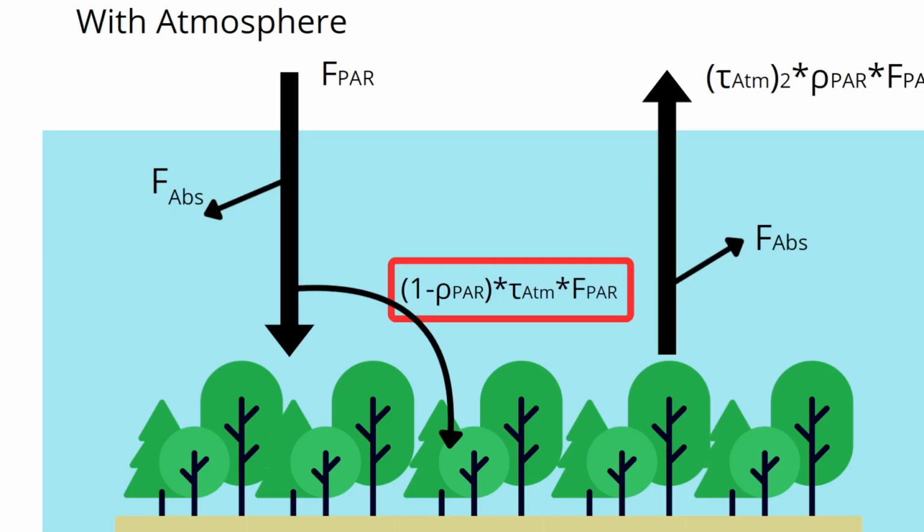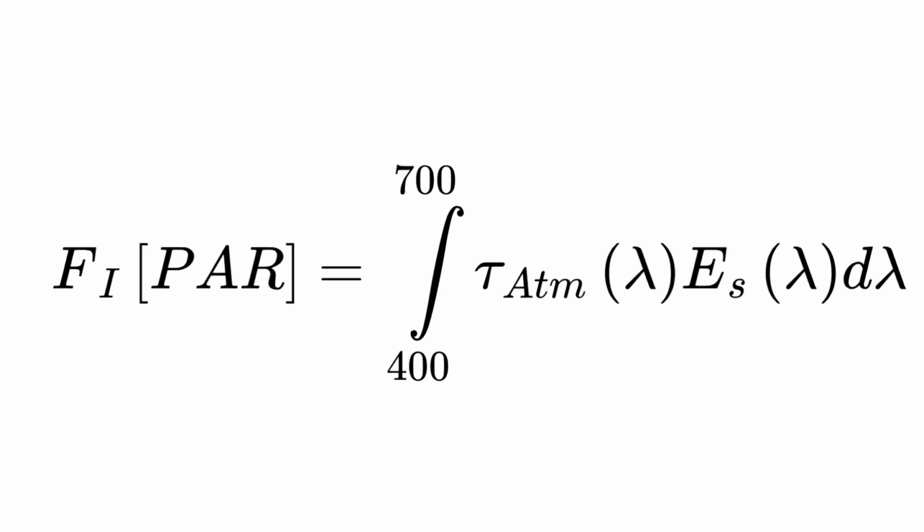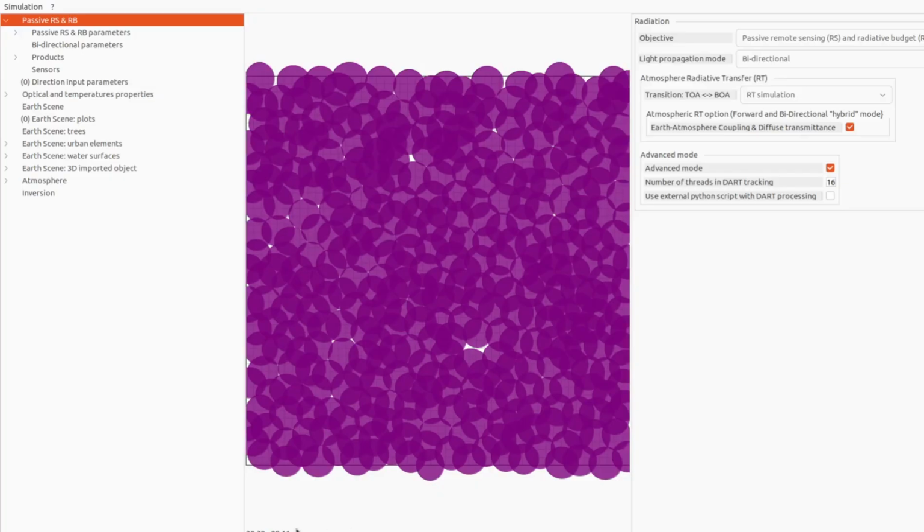We ran a second simulation with the atmosphere simulated this time. In this configuration, the part of the incoming solar radiation that is absorbed must be multiplied by the transmittance of the atmosphere. The transmittance depends on the wavelength, so the incoming radiation integrated on the wavelength is the following. DART parameters were not changed for this simulation, we only added the simulation of the atmosphere.